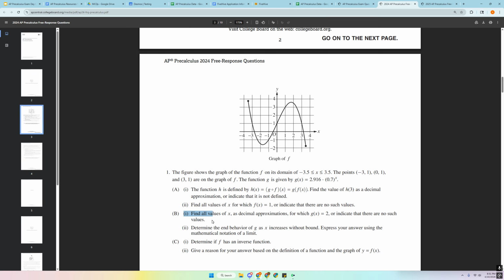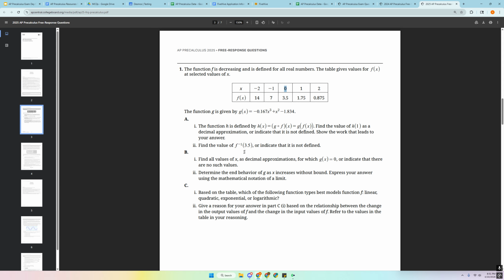For part B, part I, you would be finding where g of x equals 2. So you would have to use Desmos for this. So you would set these equal to each other and find and list all decimal approximations. For this other one, you're doing a similar thing using Desmos or TI-84 and finding where they're equivalent. So a regression, yeah.